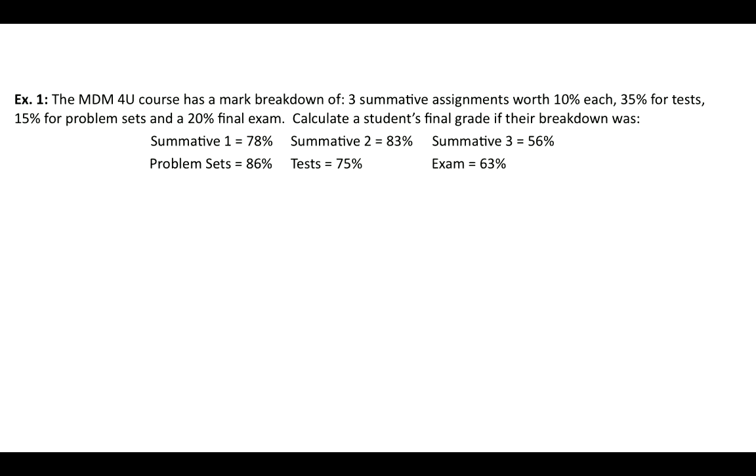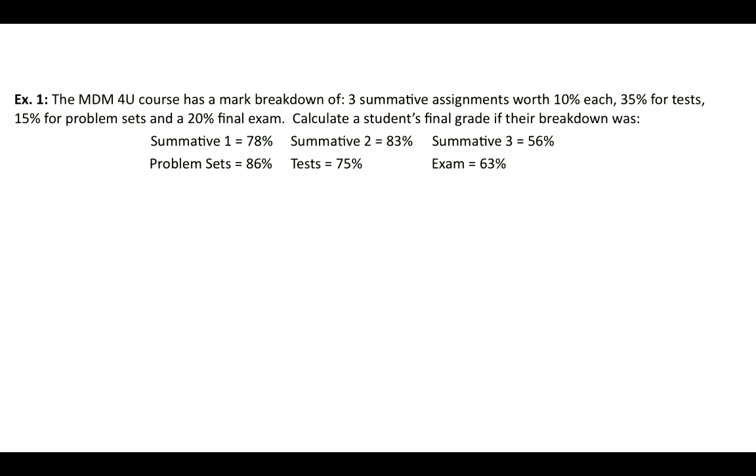So let's figure out what this particular student's final grade will be if they got 78% on their first summative, 83 on their second summative, and 56% on their third summative. They kind of let it go at the end of the semester. Then problem sets, 86%, tests, an average of 75%, and then the exam, they got 63%.